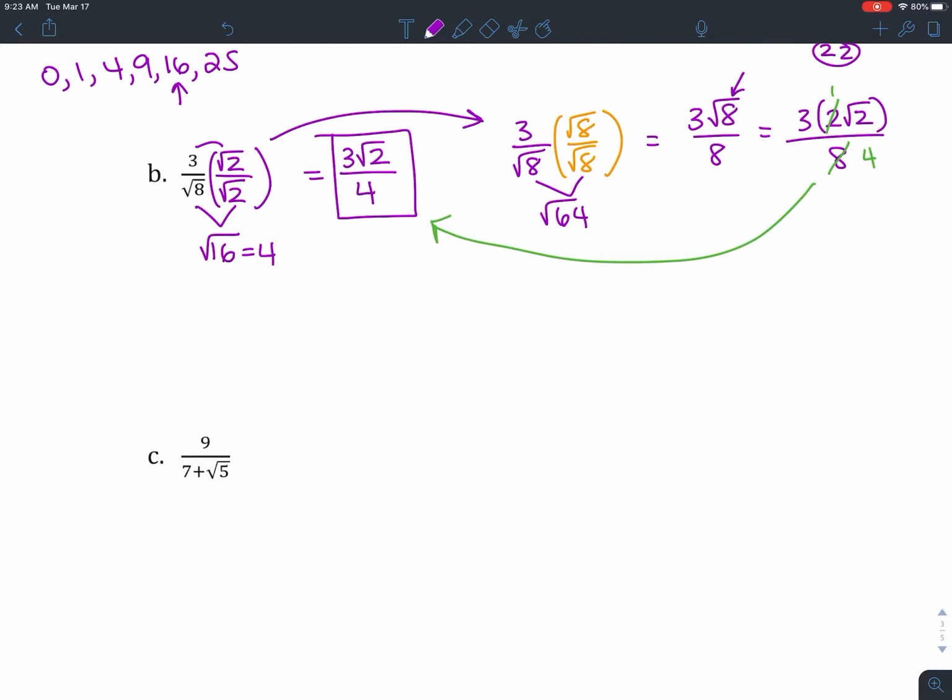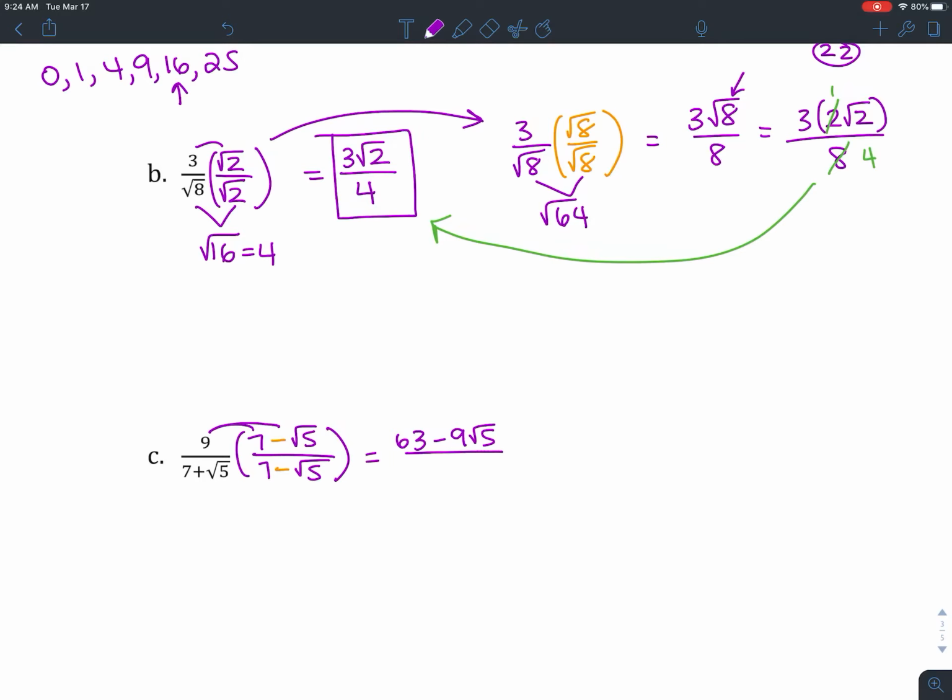All right, for C, we have to multiply by the conjugate. The conjugate means I'm going to keep the 7 and the square root 5 the same. All I'm going to do is change the sign that's between them. So I'm going to put a minus sign between them instead of a positive. That helps me because we get 63 up top minus 9 root 5.